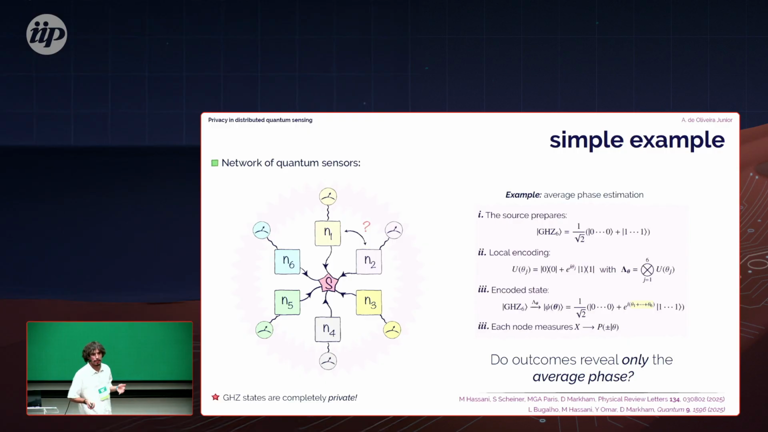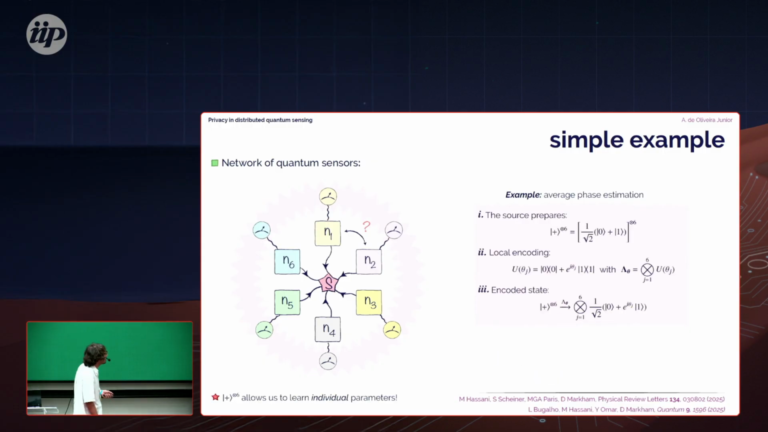But notice that up to this point, this is a property of the encoded state, right? Because let's say that the source, instead of preparing JZ states, prepares copies of plus states. Well, if we repeat precisely the same encoding and the same type of measurement, what we will learn is that copies of this plus state allow us to learn all possible parameters, because now the encoded state also contains information about pairwise phase, individual phases, and so on. So in this case, we will say that this state is not private.